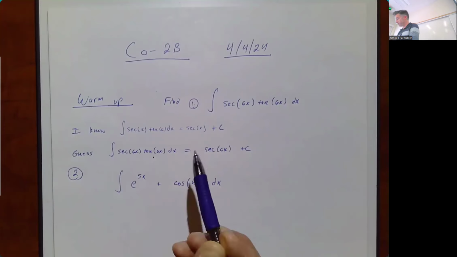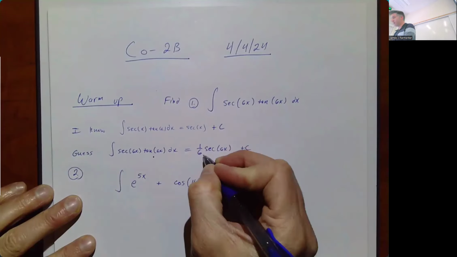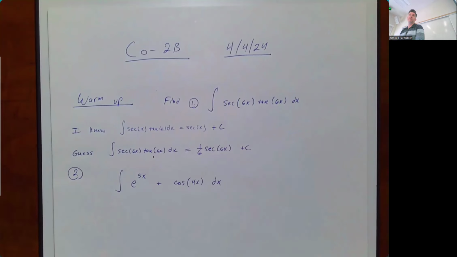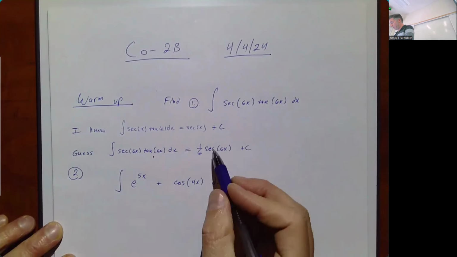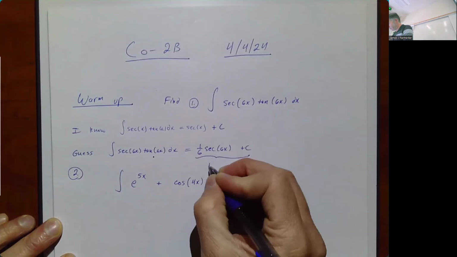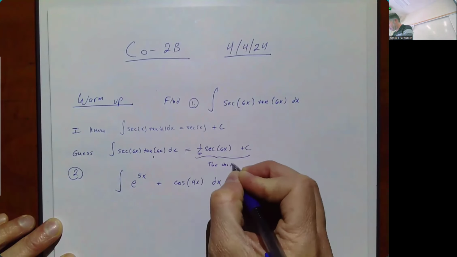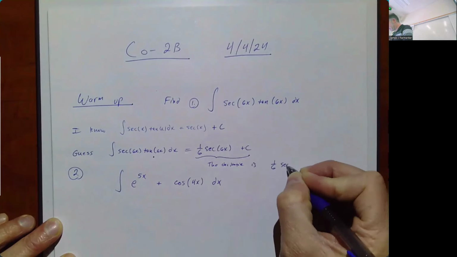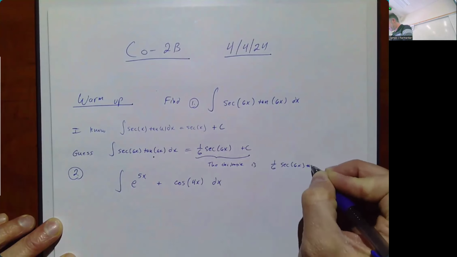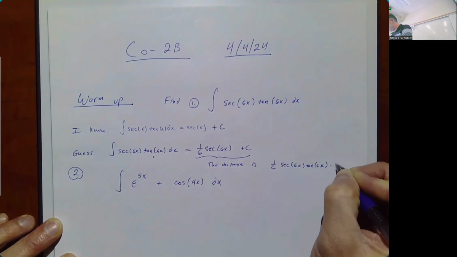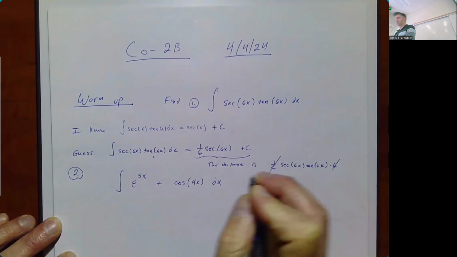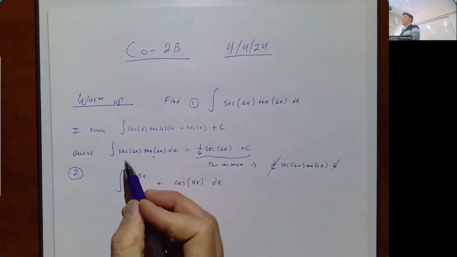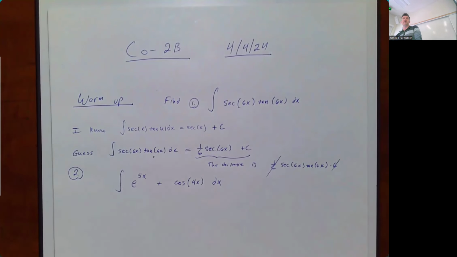So what do we do? We divide by 6, or multiply by 1/6. And that is the correct antiderivative, because if we took the derivative of this, it is 1/6 times secant of 6x times tangent of 6x times 6. And those 6's end up canceling out. And the derivative is exactly the thing it needs to be for that to be the antiderivative.